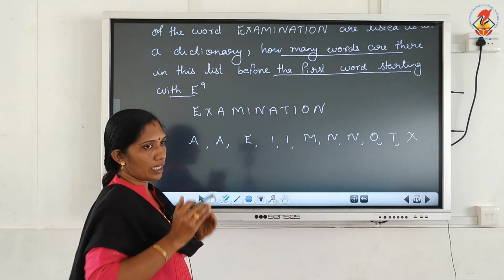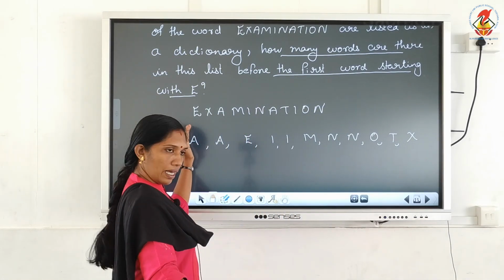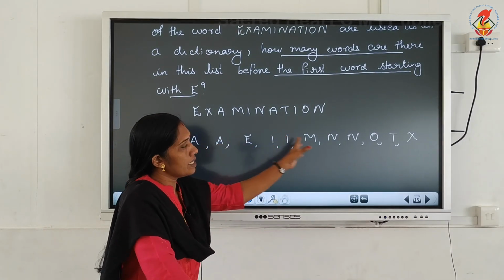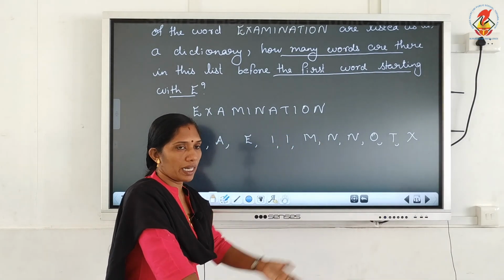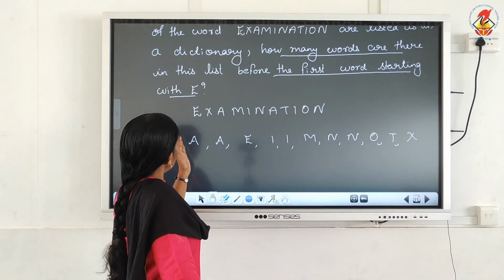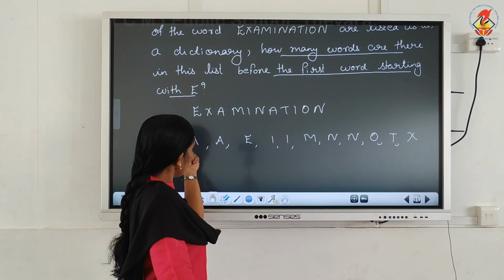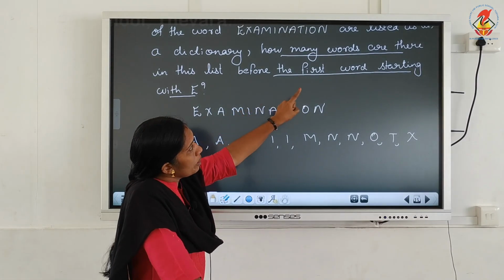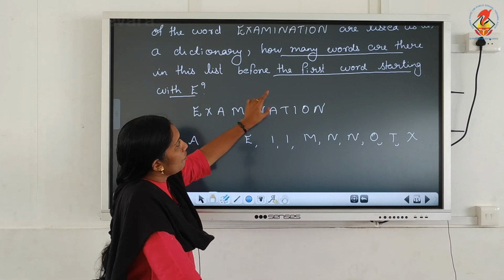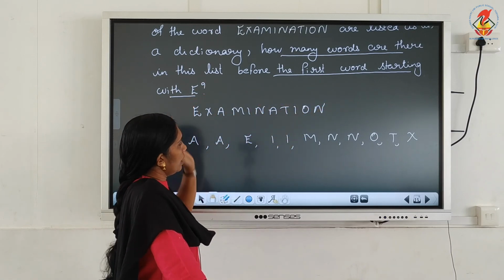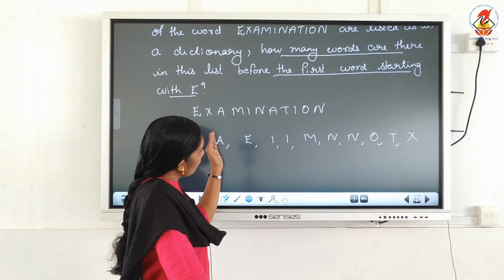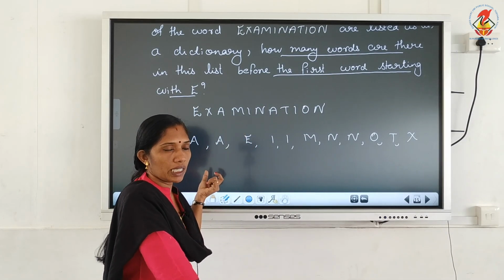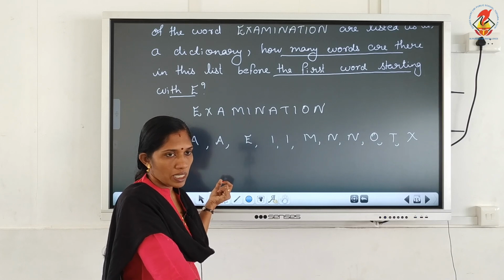If we arrange as in a dictionary, first is A. So this A is fixed. Then we have to arrange these 10 letters. In how many ways can we arrange the 10 letters? Then after A, we have the double A. Then after that E. What is the question? How many words are there in this list before the first word starting with E? So before the first word starting with E means the number of words starting with A. That only we have to find, isn't it?